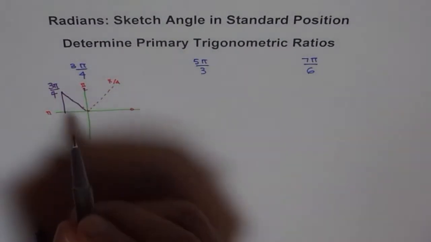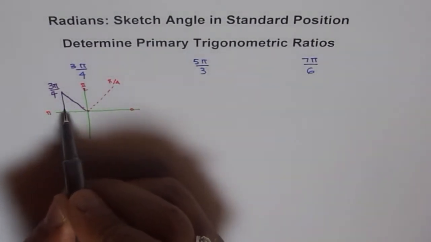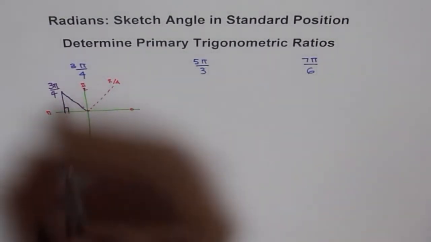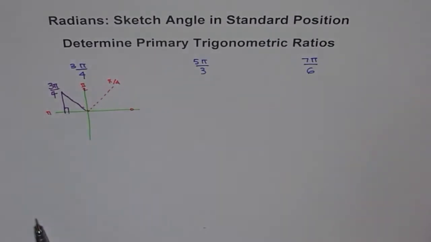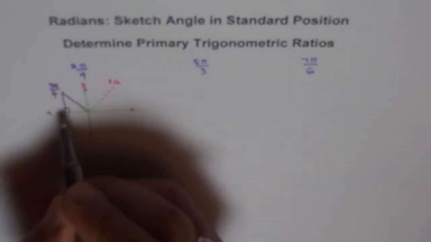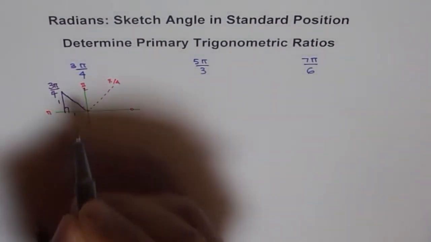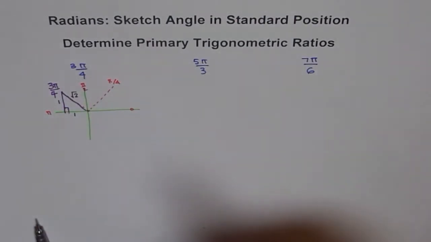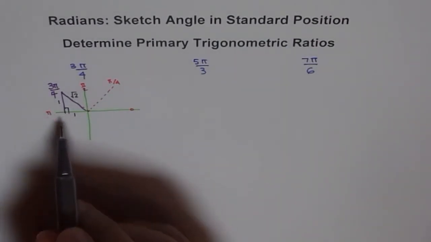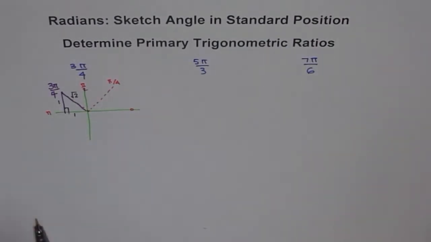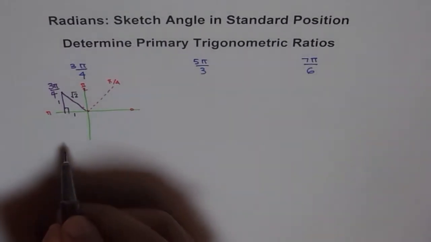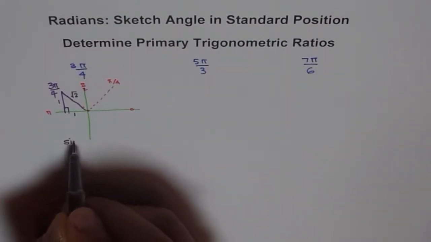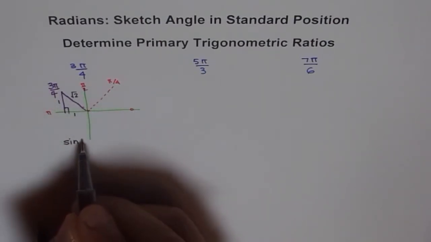Now 3 pi by 4 forms a triangle, and in the standard triangle, what are going to be its sides? If you compare with our standard triangle, it will be 1, 1 and square root 2. Why? Because pi by 4 is 180 by 4, 45 degrees, correct? And your 45 degree special triangle has sides 1, 1 and square root 2, correct? Now for this type of triangle, what is sine 3 pi by 4? So we calculate like this.